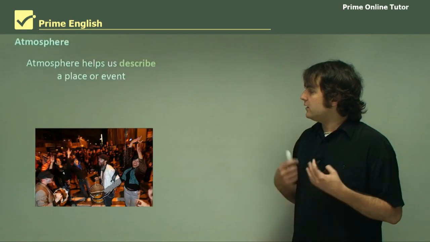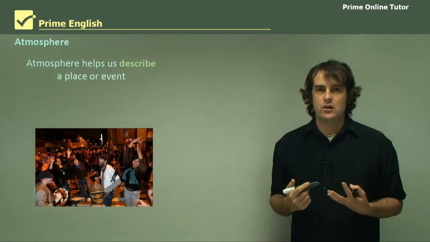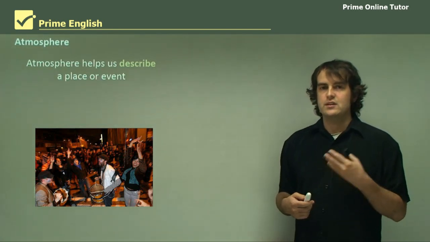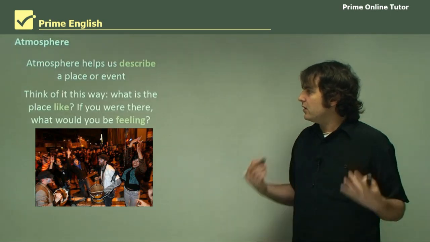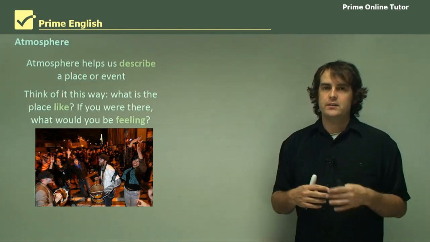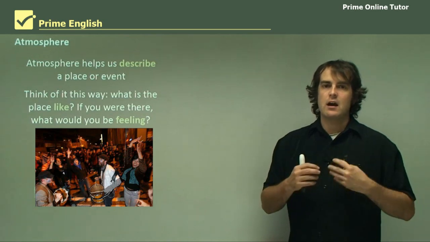All right, and finally, atmosphere. Now, atmosphere helps us to describe a place or event. So it helps us to fill in a bit more detail based on what something might be like. So think of it this way. What is the place like? And if you were there, what would you be feeling? So it's sort of similar to emotion, but it's different in that you're describing the actual place itself rather than the character in it.